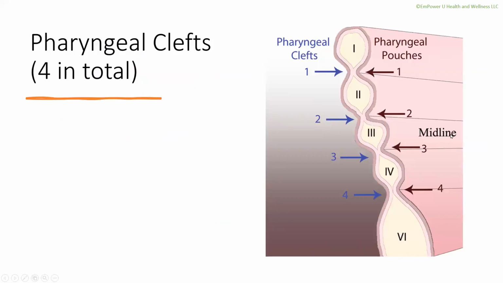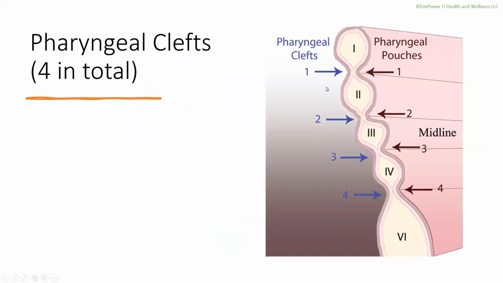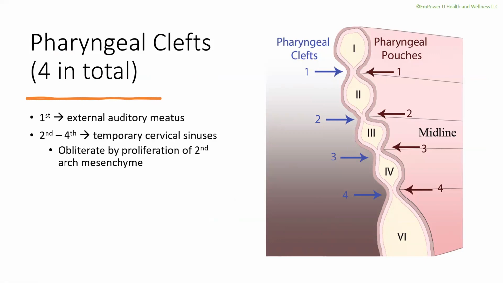Okay, so now what do these things mean? We're going to look at the clefts first. So again, clefts, ectoderm, there's 4. These are clefts or grooves. So there's 4 pharyngeal clefts. The first develops into your external auditory meatus. That's a one-to-one, so I'm like, okay, I could learn that. Second through the fourth develop into temporary cervical sinuses. These go away by proliferation of your second arch mesenchyme. So if I was going to learn any cleft, I would just learn number 1. The first cleft becomes our external auditory meatus. That's the only cleft I would know. It's the only one that stays into adulthood.